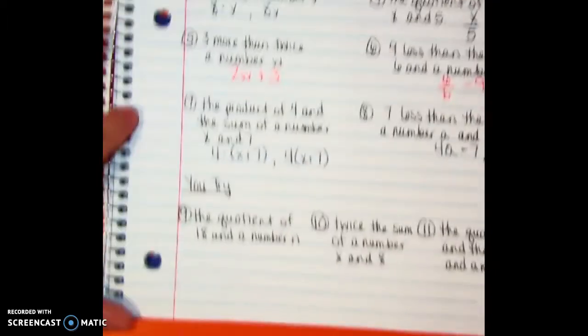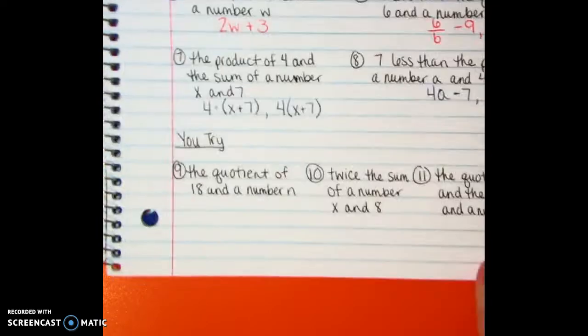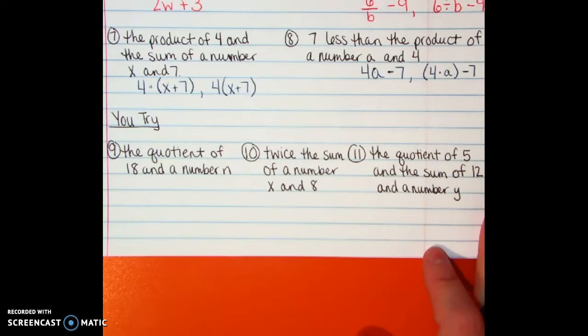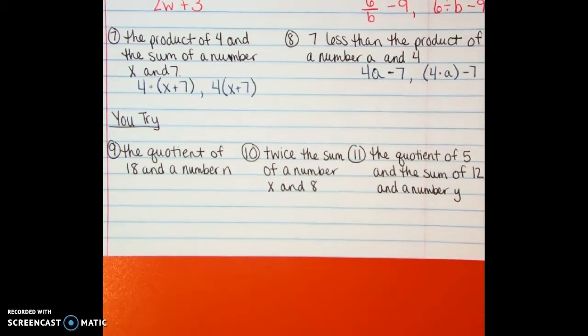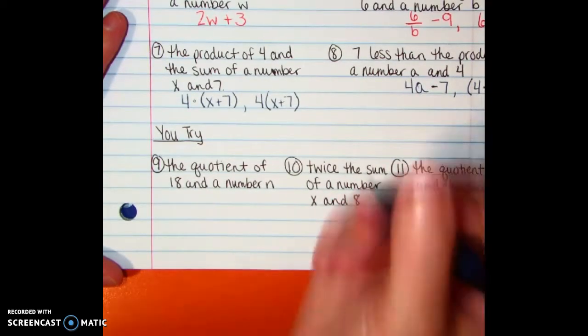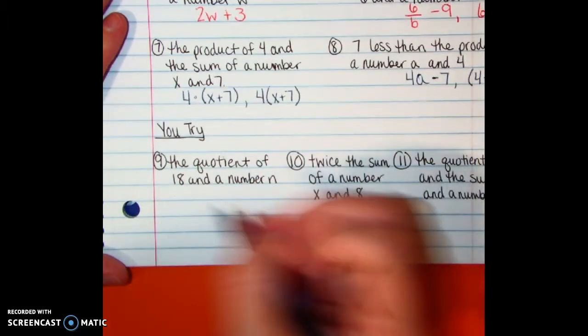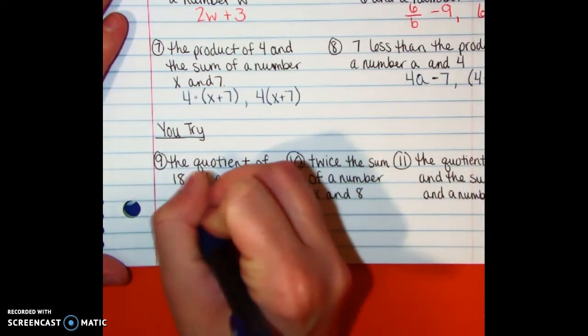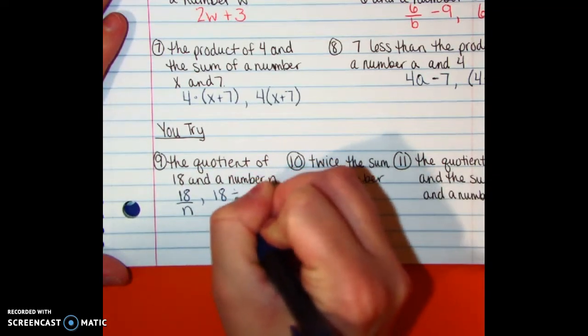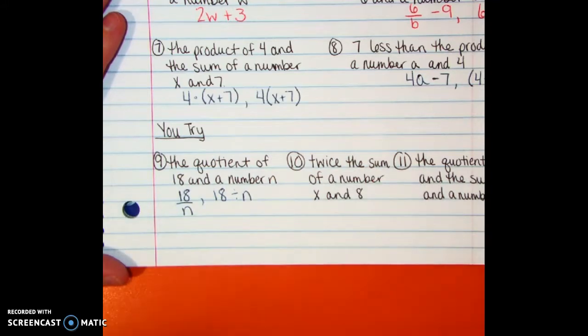That's it. I would like you to try these 3 on the bottom here. And yes, it will pause and ask you for the answers. Go ahead and try number 9 right now. Okay, for number 9, it's the quotient of 18 and a number n. So you're dividing 18 divided by n. It might look like this, or it might look like this. Either one is fine. I think on your multiple choice answer I had to put it this way.